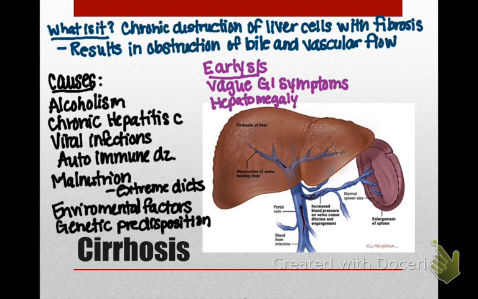So you got an obstruction of bile and vascular flow, which is carried by the portal vein, right? You also are going to have some spleen problems because your blood starts backing up into the spleen. And then you're going to get splenomegaly, an enlarged spleen. So then, because you've got such a big spleen, the spleen's going to take in more red blood cells. So you're going to have some problems with your blood labs, right?